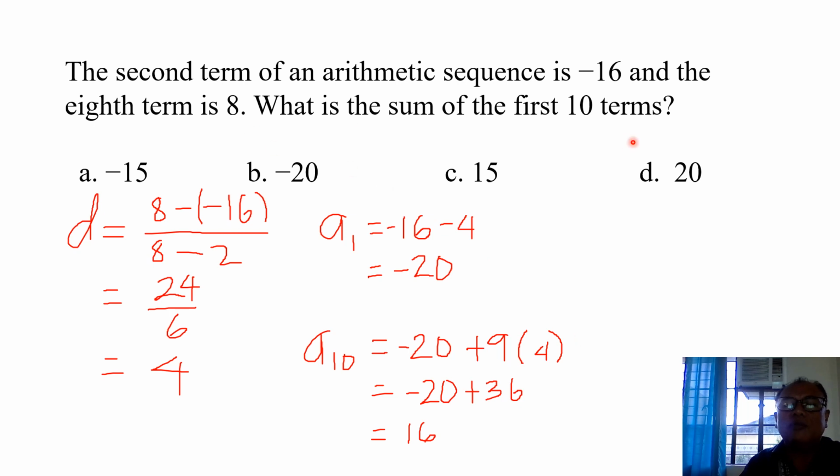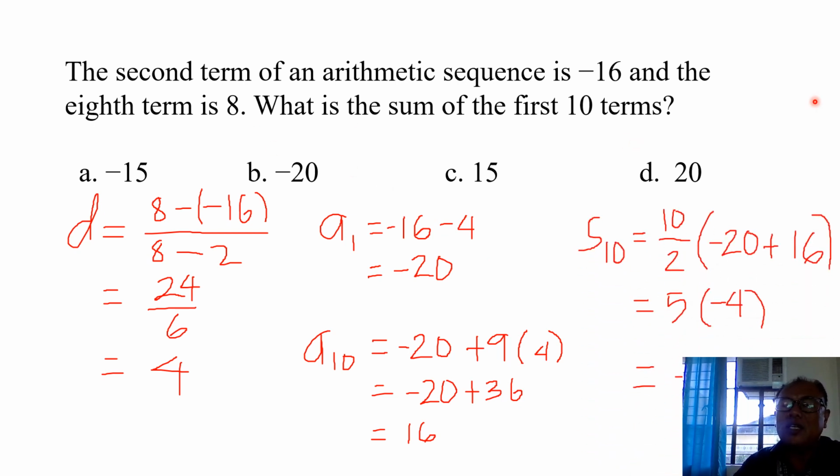So therefore, what is the sum of the first 10 terms? We now use the short formula in finding the sum of an arithmetic series, that is n over 2 times the first term plus the last term. We have already solved for the last term, which is the 10th term, and that is equal to 16. So that is negative 4 multiplied by 5, so the answer is negative 20. So therefore, the correct answer is letter B, negative 20.